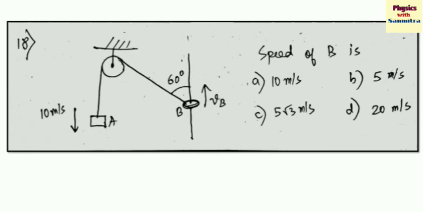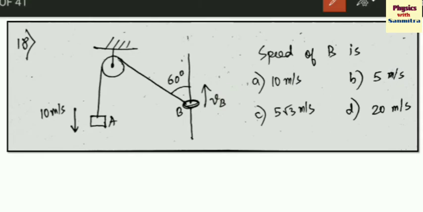Next question. This is a very interesting question. See, we have a bead, and this bead is moving on a rod. There is a string which is connected to a pulley and there is a block. This block A is moving down with a speed of 10 meter per second. What is the speed of B?